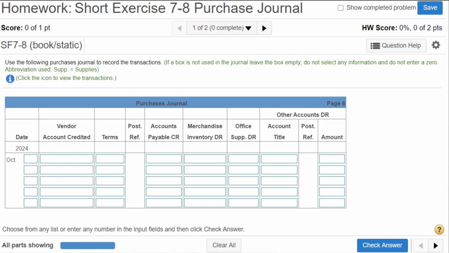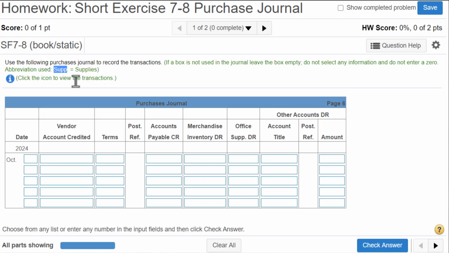Short exercise 7-A, purchase journal. So remember, the only types of transactions that go in the purchase journal are purchases on account. It says use the following purchases journal to record the transaction. If a box is not used, leave it empty and do not enter any zeros.